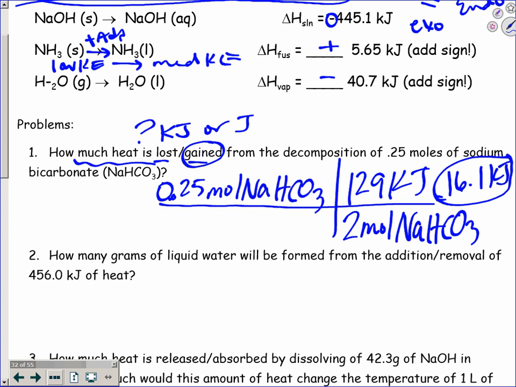Okay, cool. So that was a single stepper because we already had it in moles, right? And that's why we were able to use the moles here. If it started you with grams, you would have a secondary step of taking grams to what? Moles, and then moles to energy. So I started you off with the easy one because that's how we always have to start.